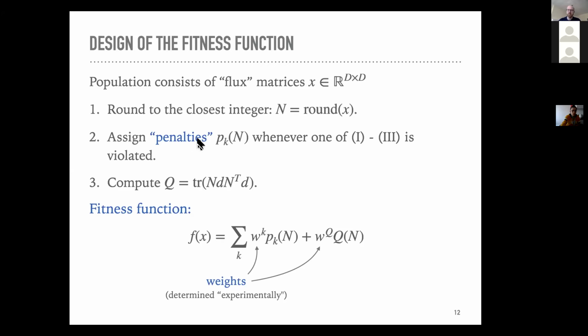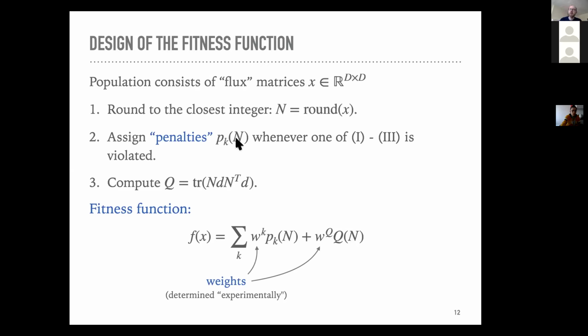For example, if we have a negative eigenvalue, this penalty would correspond to the absolute value of this negative eigenvalue. And we finally also need to compute this trace. The fitness function in this case will then be the weighted sum of these penalties and of this charge. So by minimizing this fitness function, we try to set all of these penalties equal to 0, and we try to find the smallest charge possible. So this fitness function tries to do exactly what we want.